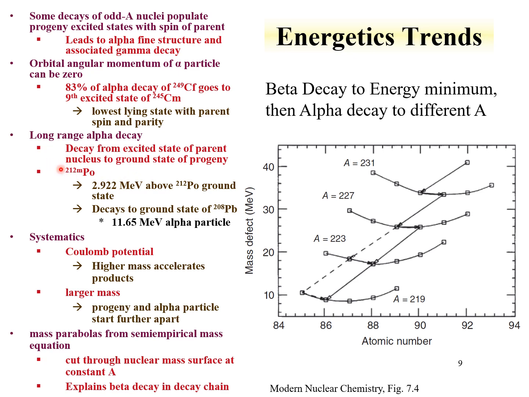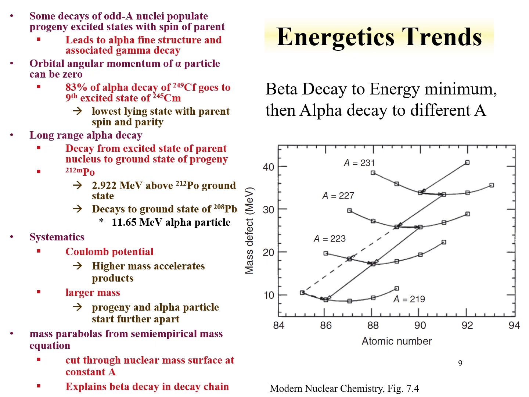state of the progeny. For instance, polonium-212m sits about 3 MeV above the polonium-212 ground state, and it decays to lead-208 directly with an alpha particle of about 11.5 MeV. And what's interesting about lead-208 is that the magic nuclear properties of lead-208 can help drive that decay from the metastable state all the way to the ground state of the daughter.